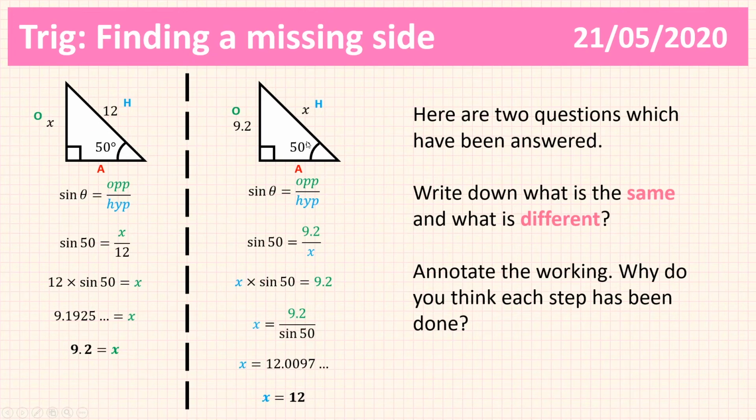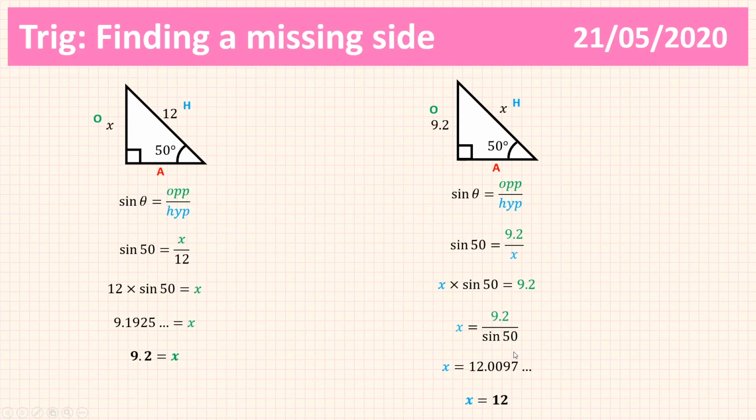So both of the triangles are the same, but the working is different because on the left hand side, we're looking for a missing opposite, and on the right hand side, we're looking for a missing hypotenuse. Right? So now let's try and annotate these questions. Let's try and annotate this question. Pause the video, have a go at annotating it, and then I will go through it for you.